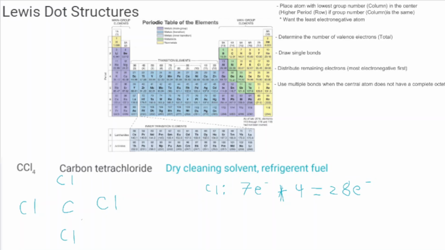Now we need to do the same thing for the carbon. For carbon, we need to count its valence electrons. We go 1, 2, 3, 4. So it has 4 valence electrons. So we have 4 electrons here. We're going to multiply this by our number of carbons in our molecule. We only have 1. And so 4 times 1 is 4 electrons. So now we want to add all these up. So 28 plus 4 gives us 32 electrons.